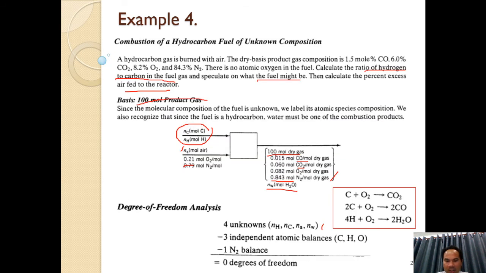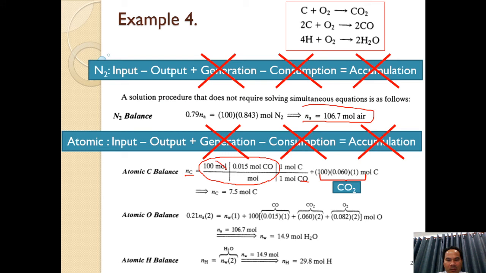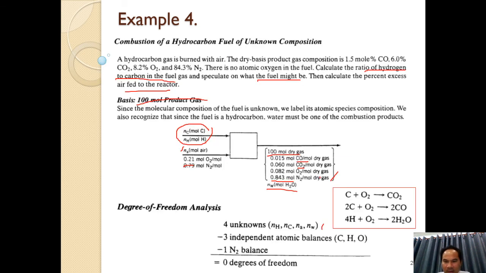CO output equals 100 mole dry gas multiplied by the fraction of CO. The fraction of CO is 0.015 mole CO per mole dry gas. Mole dry gas, mole CO, you get mole carbon. The second one is carbon in CO2.